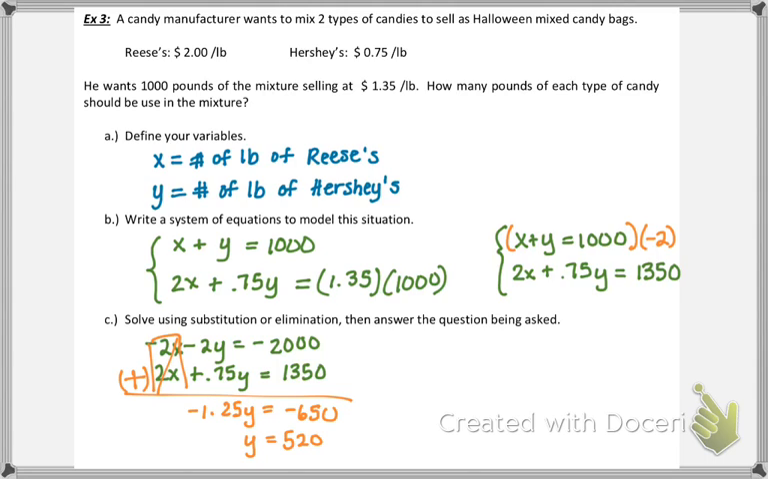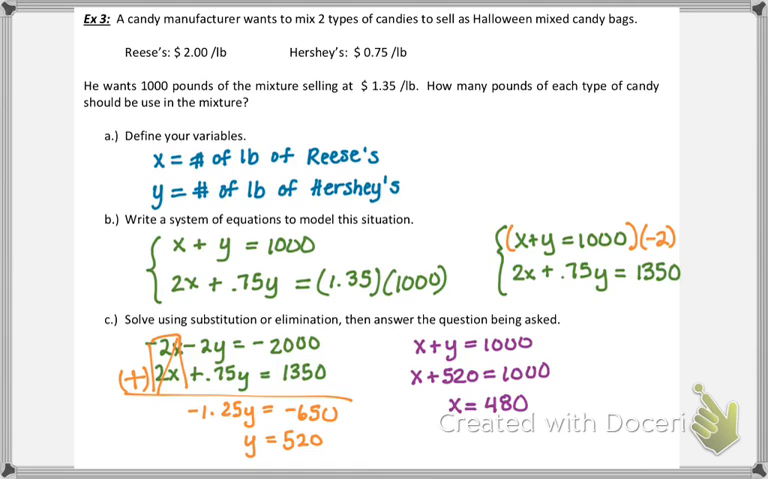Okay, so then let's figure out x by substituting it back in. I'm going to pick the first one because it's a little easier. x plus y equals 1,000, and so x plus 520 equals 1,000. And subtract 520 and you get x equals 480. So that adds up to exactly 1,000 pounds.